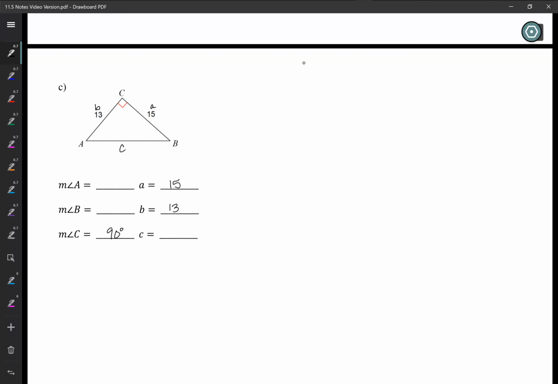Now, it doesn't really matter whether you find the angles or the third side first. I'm going to use Pythagorean theorem first. So I know that leg squared plus leg squared equals hypotenuse squared. 15 squared plus 13 squared equals c squared. So that's 225 plus 169 equals c squared.